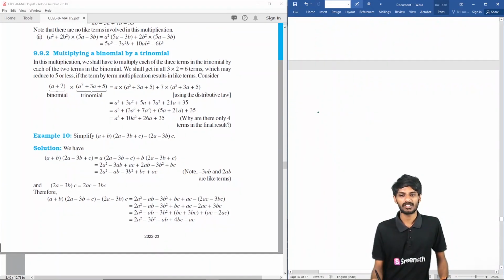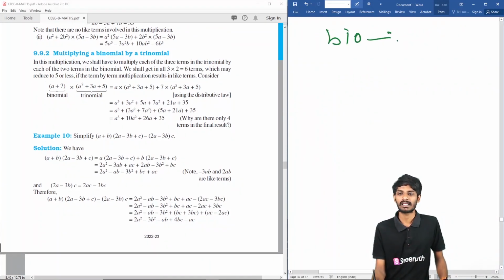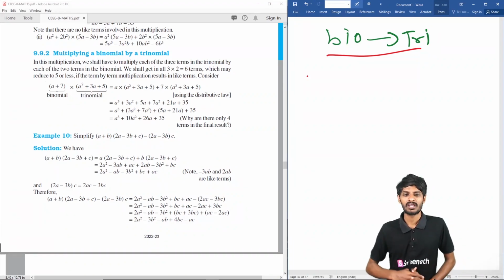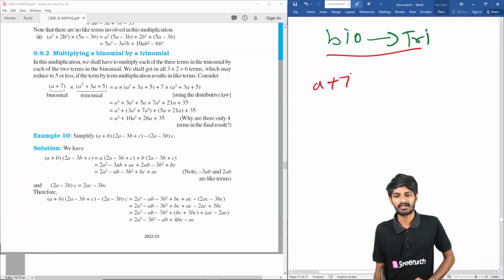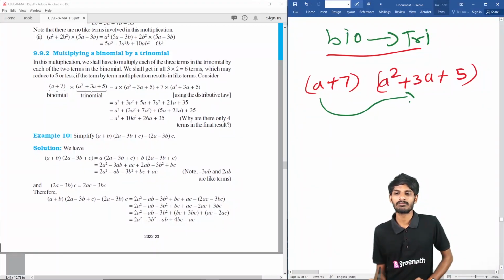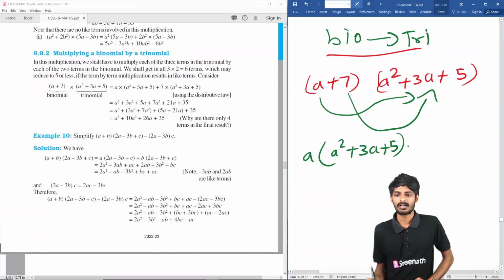And now binomial by trinomial. How to do this? So simple, students. The process is the same, but it takes some time. Same distributive law. Suppose you take the example of a plus 7 into a square plus 3a plus 5. What you have to do is multiply this a with the whole and multiply this 7 with the whole. That is a into a square plus 3a plus 5 plus 7 into a square plus 3a plus 5.